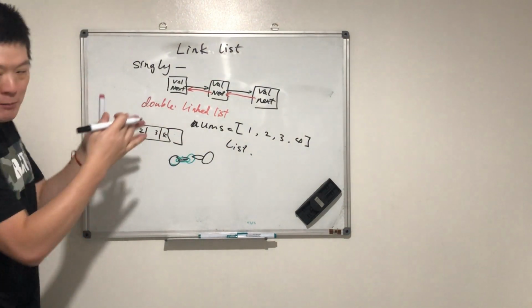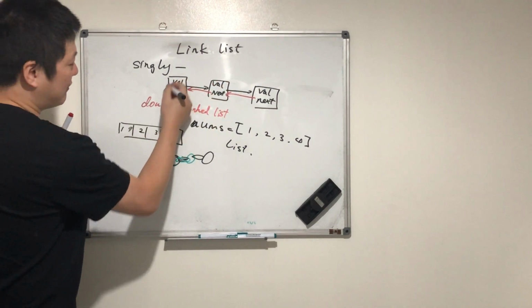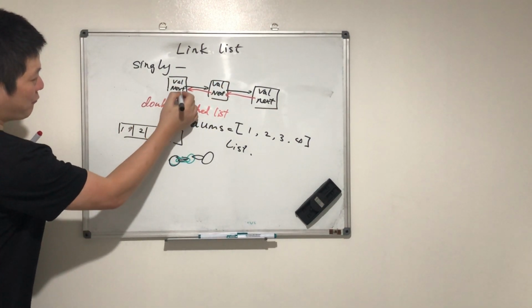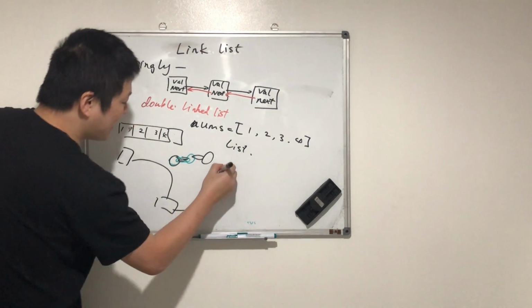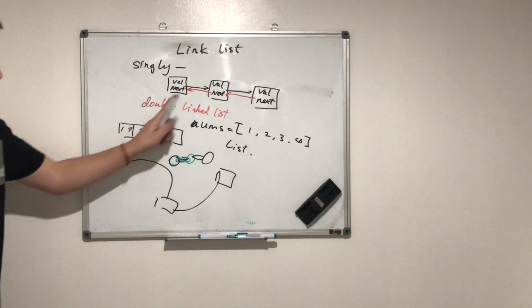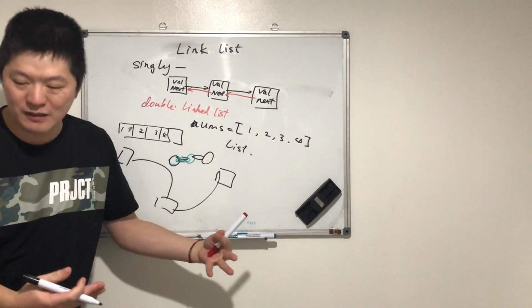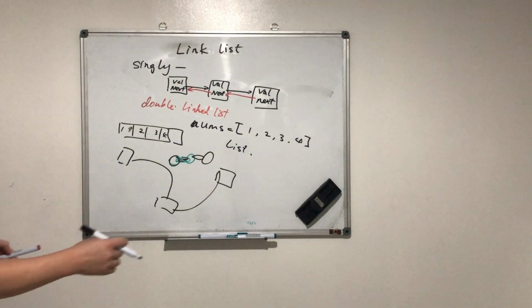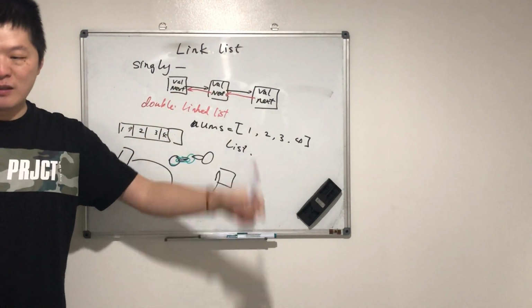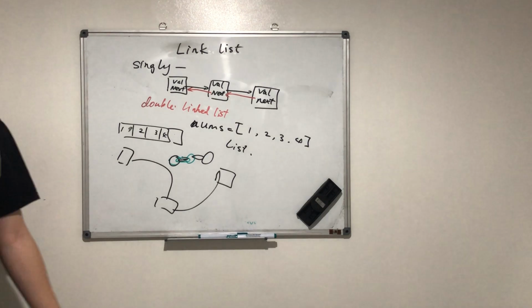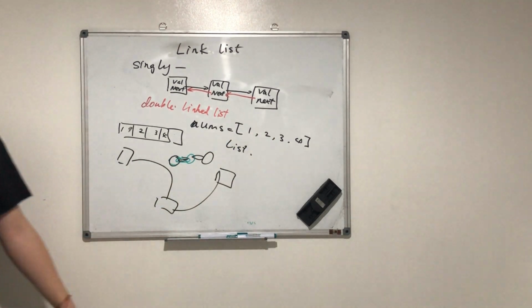The nodes in memory could be in different places. So this value will be somewhere here, and then link to another place in memory, and then link to another place in memory. So this next is pointing to the next node. Okay, so what's the advantage of using that? Can you think of any advantage compared to this?